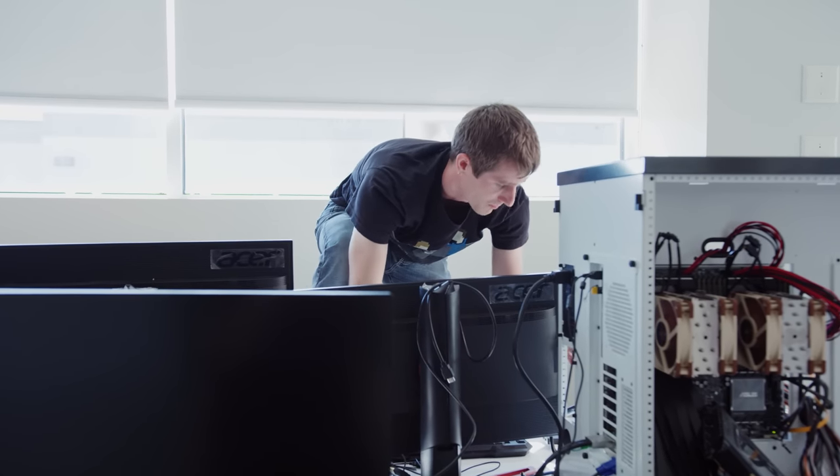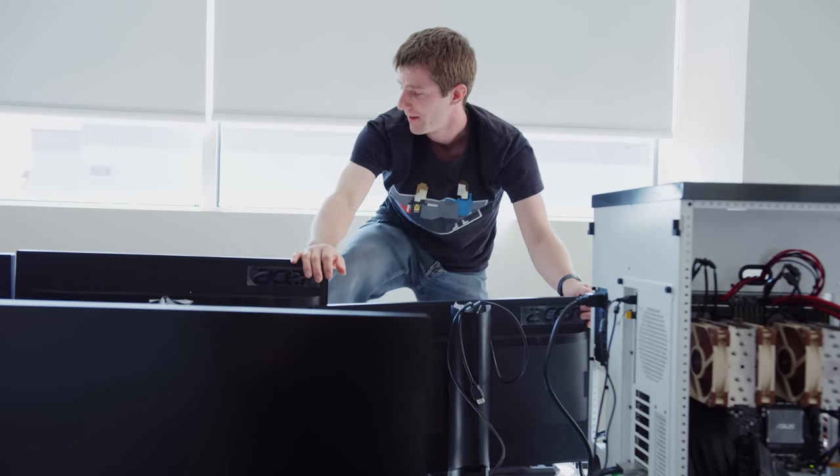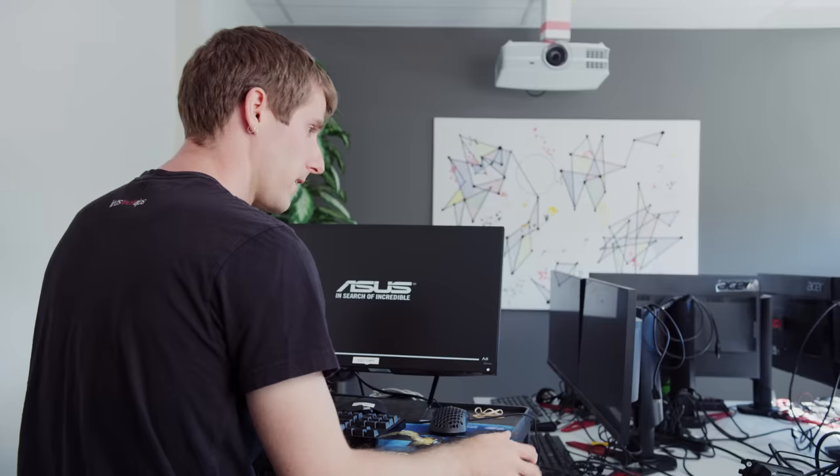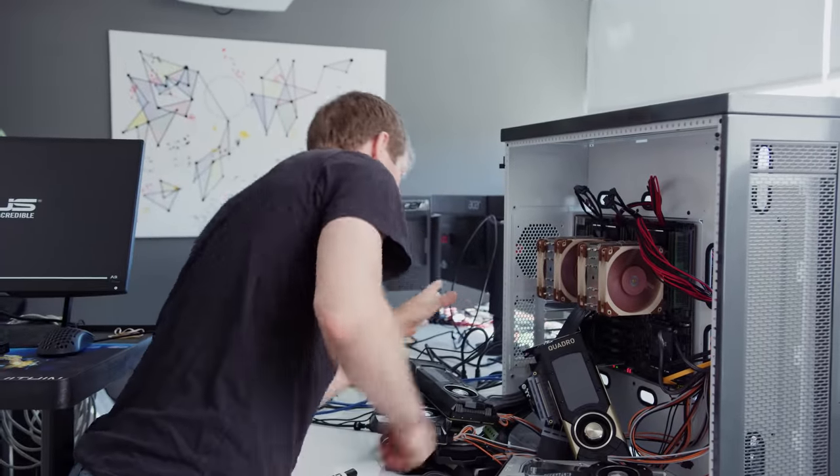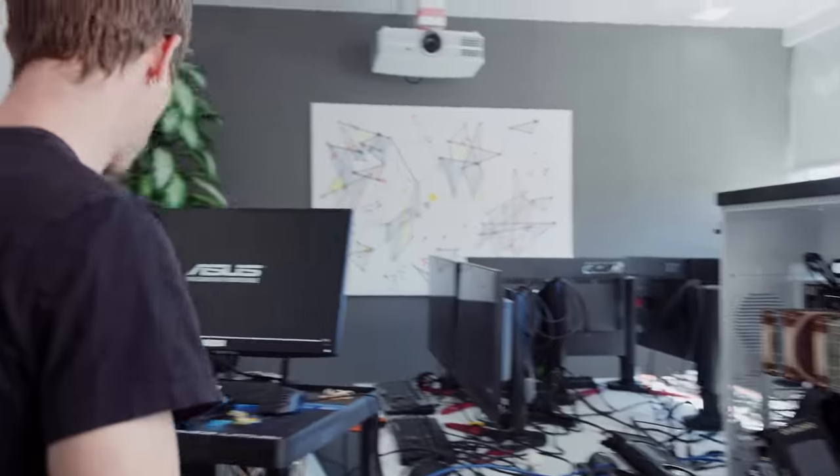I think I might have bumped that stupid cable again. The whole system restarted when I bumped that external PCI Express cable. Well, I don't think it's because I bumped the cable. I think it's because I don't really have the cards screwed in.